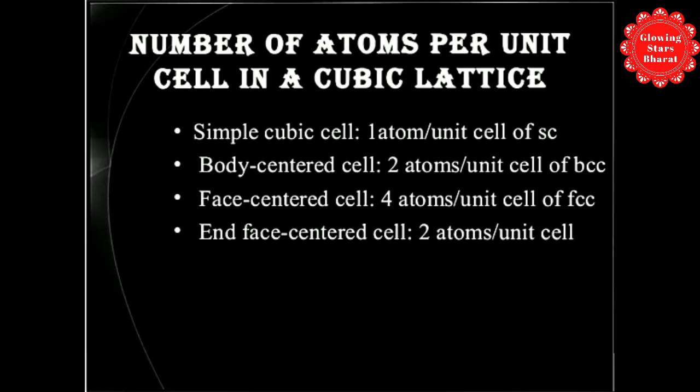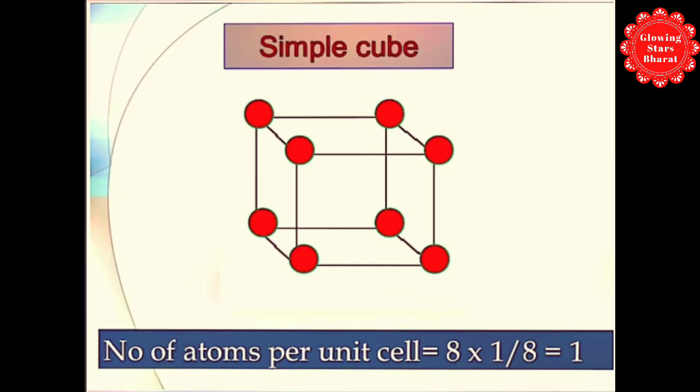Simple cubic: number of atoms per unit cell is equal to 8 into 1 by 8, which is equal to 1. 8 into 1 by 8 means 1 by 8 atom at each corner. Simple cubic arrangement, see the figure, example of polonium. 52% of the space is occupied by the atoms.